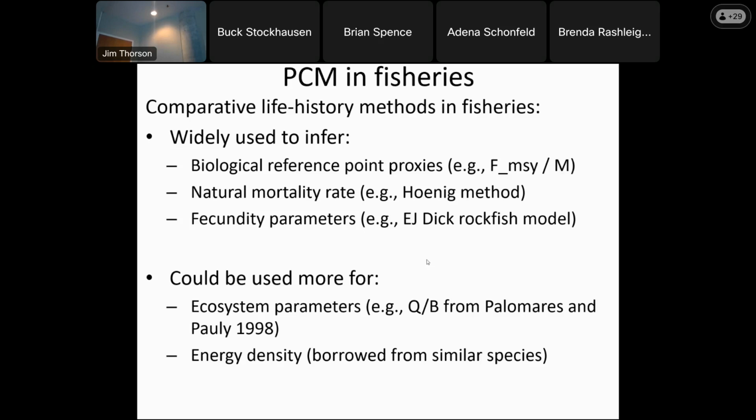Same with energy density. We do bomb calorimetry at great expense for a few species, and then for every other species, we just pick the one that looks the most like it if you look at a picture and just hope it's the same energy density. And that's not a very principled way of sharing information in our process research when we do ecosystem studies.